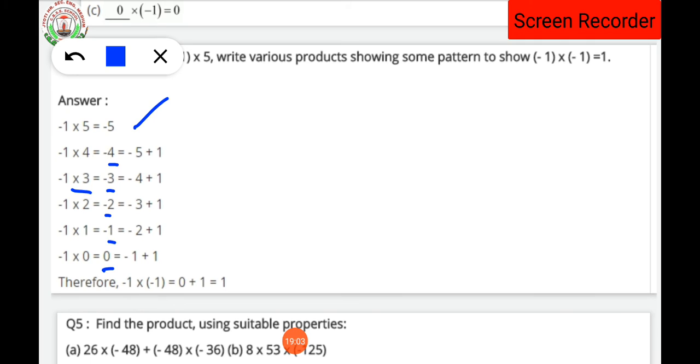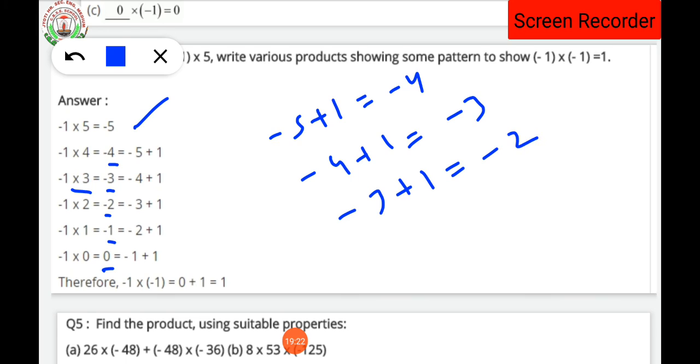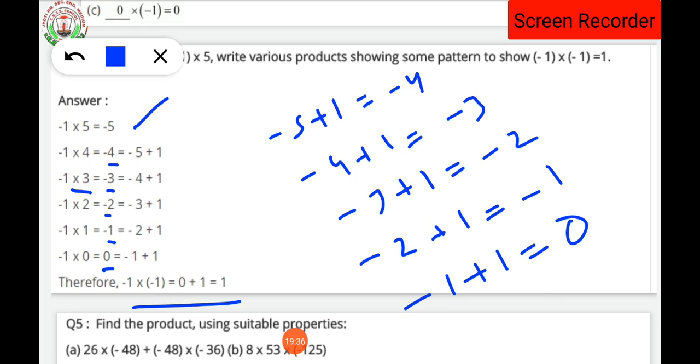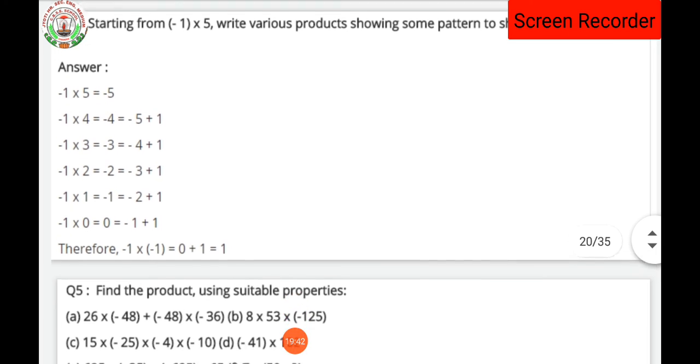Now, how to get minus 4? When minus 5 will be added with 1, it will be minus 4 itself. Then how will we get minus 3? Minus 4 plus 1 is equal to minus 3. Then how will you get minus 2? Minus 3 plus 1 is equal to minus 2. Then how will you get minus 1? That means minus 2 plus 1 is equal to minus 1. Then how will you get 0? That is minus 1 plus 1 is equal to 0. Thus minus 1 into minus 1 is equal to 0 plus 1 into 1, which is 1. This is the required answer you will get.